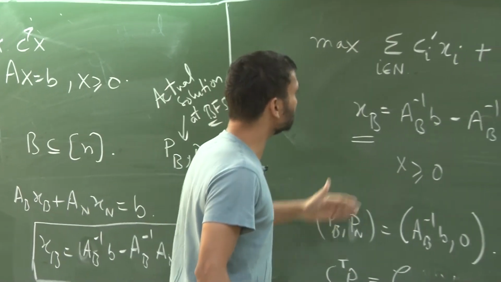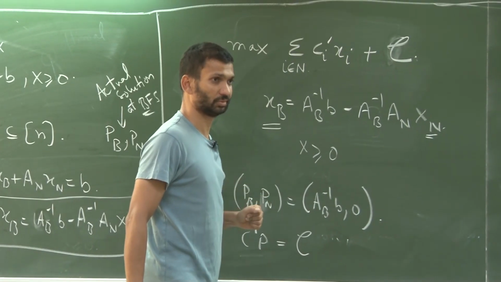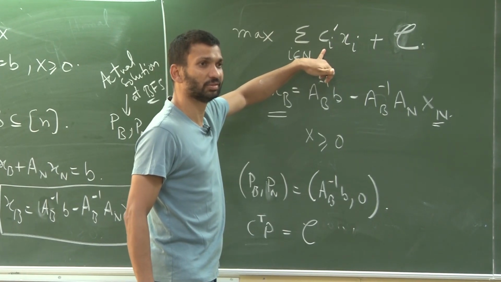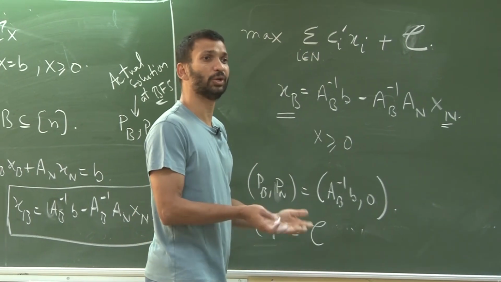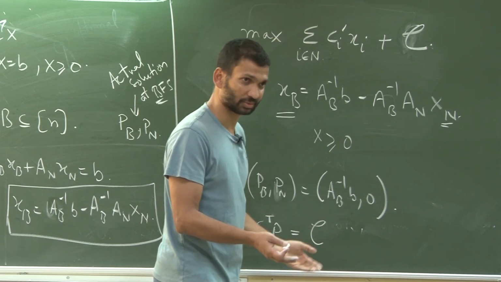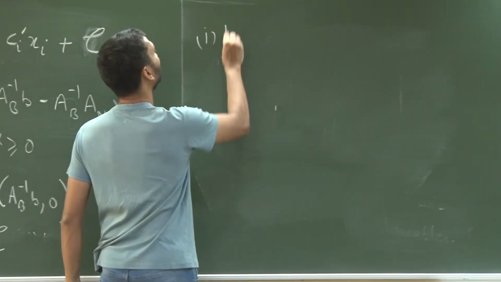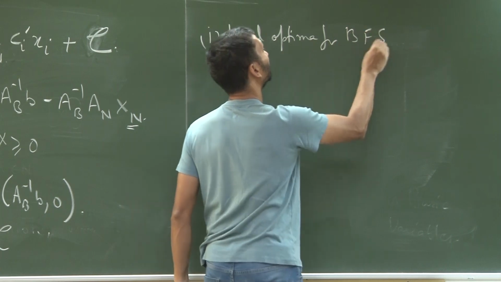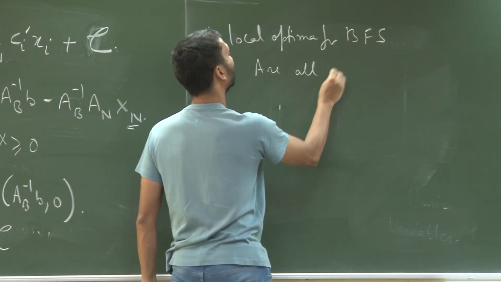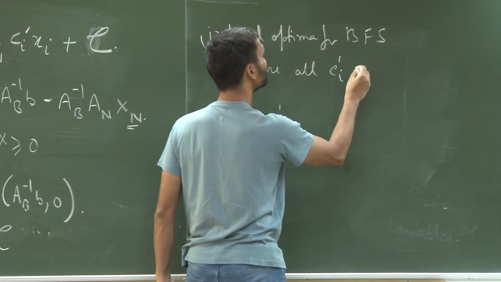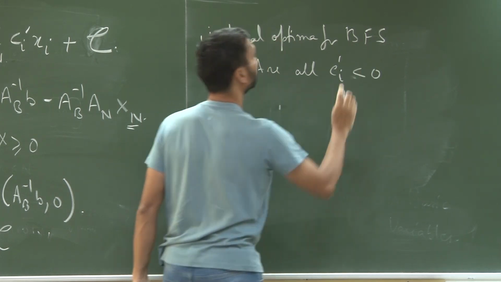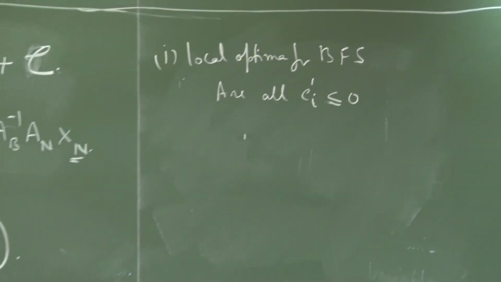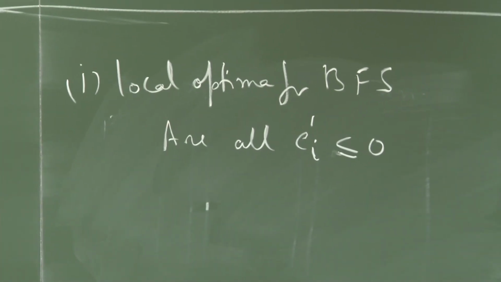Now, is C optimal? How do we know that? Right? If all these coefficients are negative, right, then I know that. Good. So how to check local optima for BFS? Are all Ci primes negative, or let's say even less than or equal to 0. So if they are all less than or equal to 0, finish. If local optima is a global optima, we are finished.